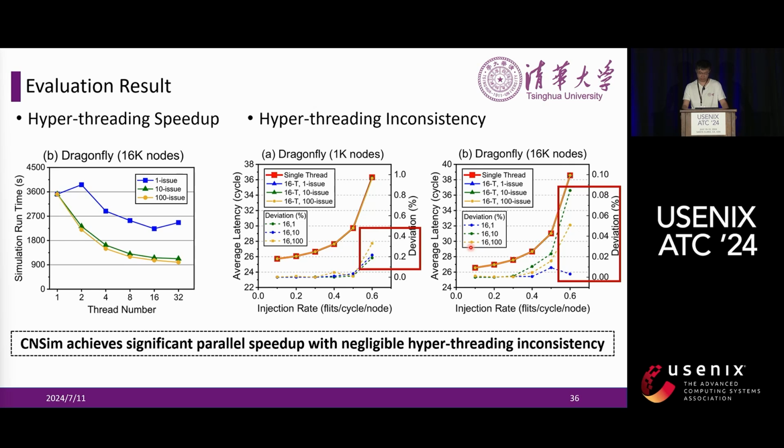As shown in the left figure in this slide, multi-threading achieves significant speedup for large-scale networks. Four threads can achieve nearly 3 times speedup. Compared with the single issue, the multi-issue scheme reduces the thread contention among multiple workers, thus achieving better speedup. The latency deviation of multi-thread inconsistency in most conditions is less than 0.2%. When the traffic is heavy, the inconsistency is slightly higher, but the deviation is still less than 0.5%. So multi-thread inconsistency is not a problem if we are not evaluating the allocation policy.